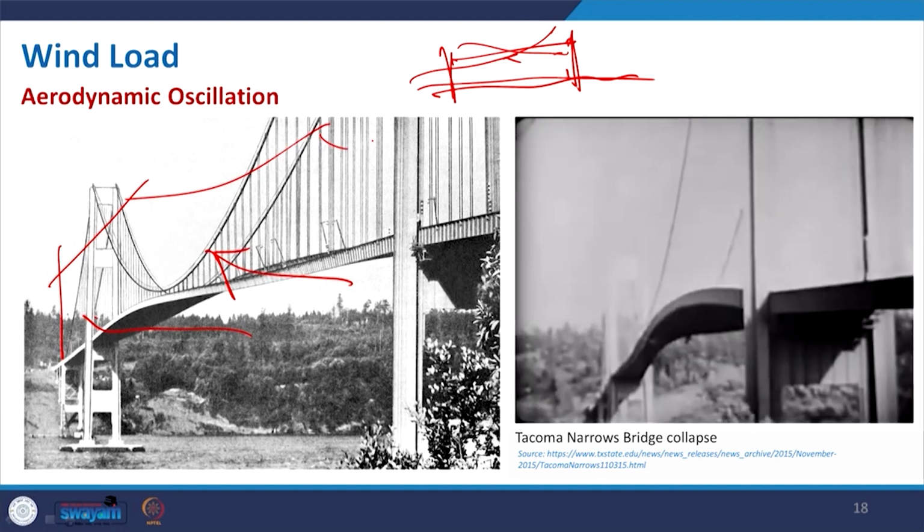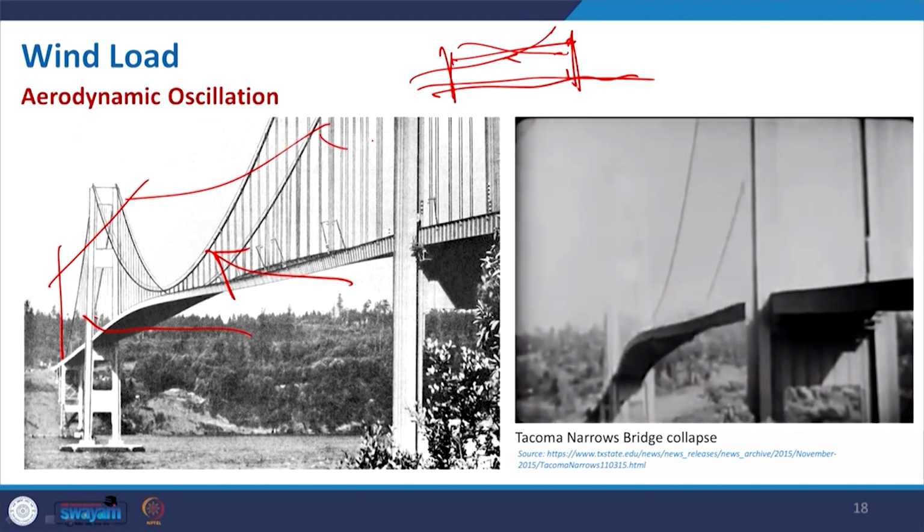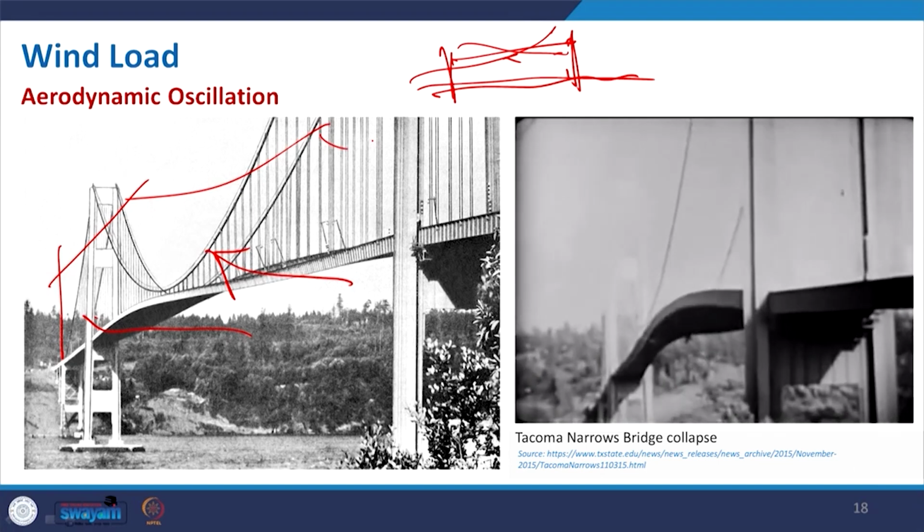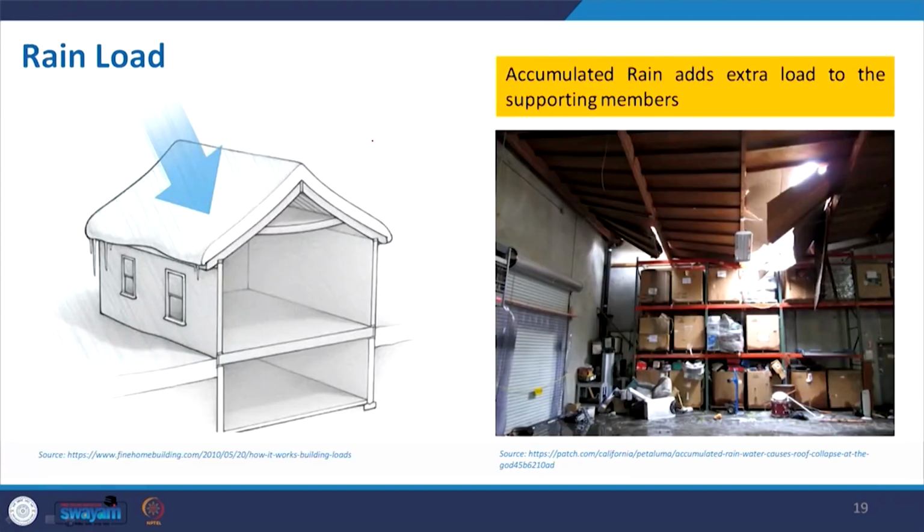This is one example from the bridge category, but it has an effect on high rise buildings. So, we should know this. So, this is due to wind. Come to the rain load, again accumulated rain will add extra load to the supporting structure, and this may collapse. So, here a false ceiling or something had some damage due to rain, you can see the water here. That should also be taken into consideration.